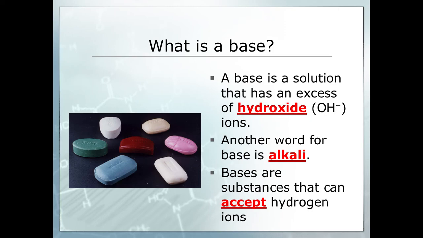On the other hand, let's talk about bases. So, a base is a solution that has an excess of hydroxide ions. So, it has those OH negative ions. Another word for a base is alkali, or you might hear the word alkaline. Bases are substances that can accept hydrogen ions. So, before we had acids donating hydrogen ions, bases will accept hydrogen ions.